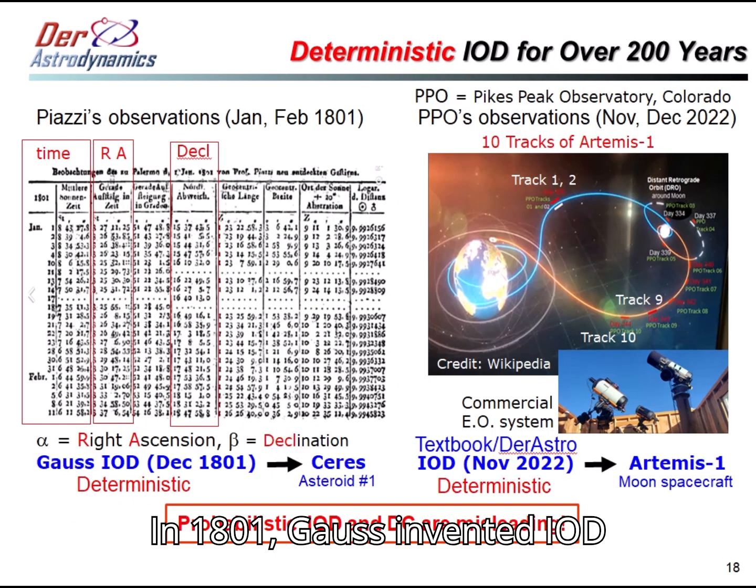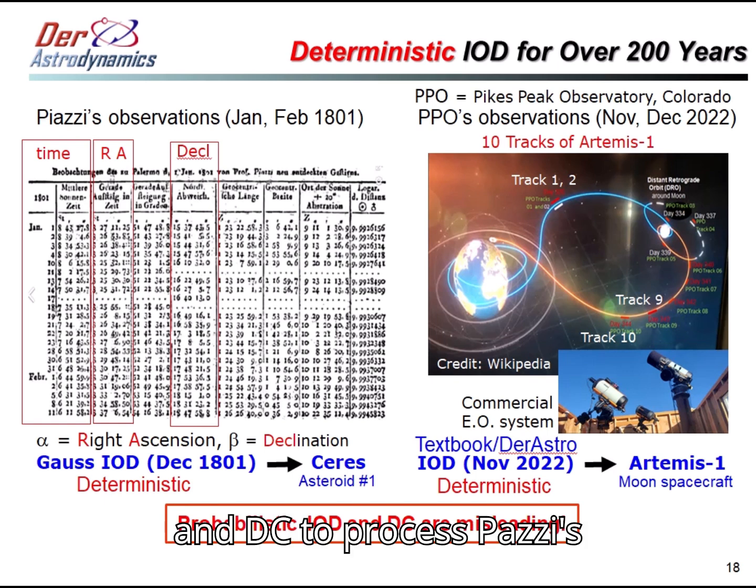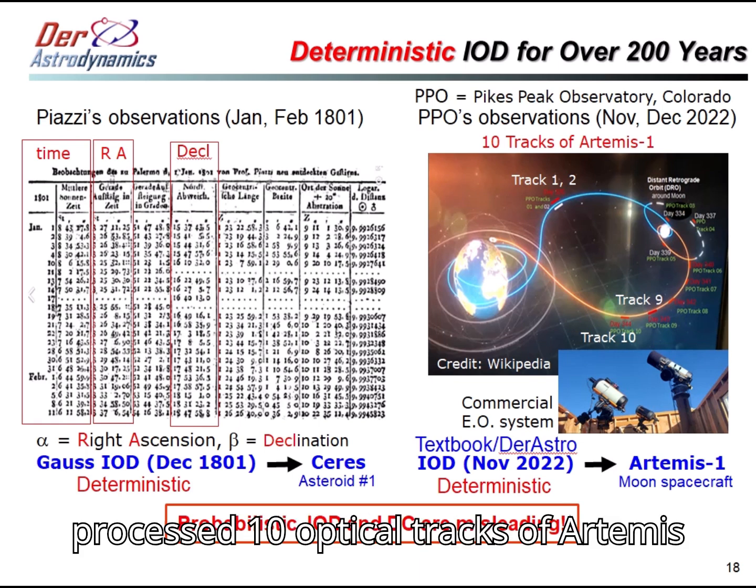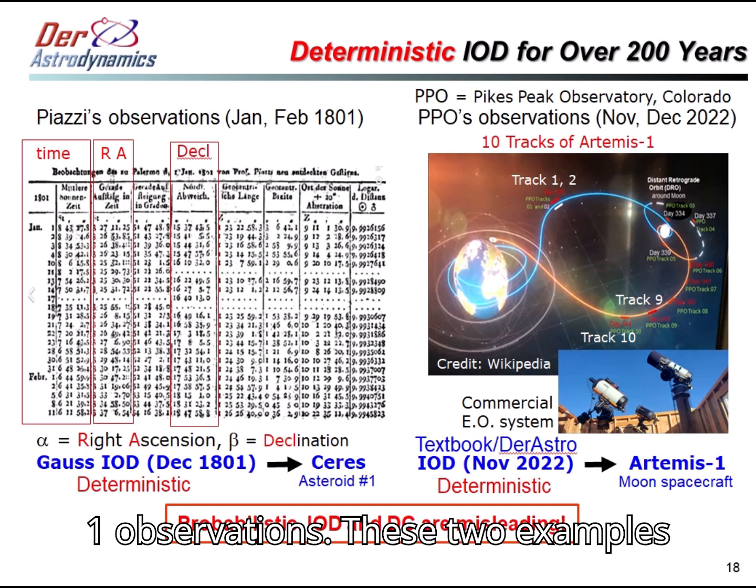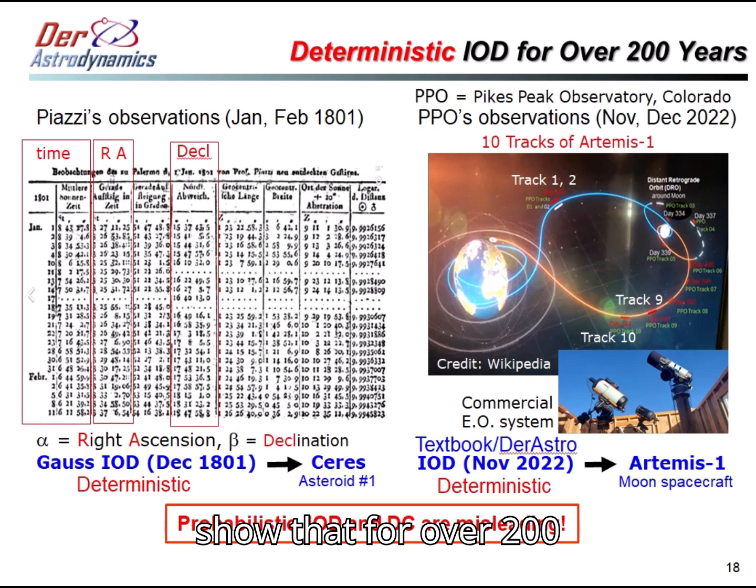In 1801, Gauss invented IOD and DC to process Piazzi's observations, and in 2022, the ASTRO processed 10 optical tracks of Artemis 1 observations. These two examples show that for over 200 years, optical and radar IOD are deterministic. Any probabilistic IOD and DC are misleading.